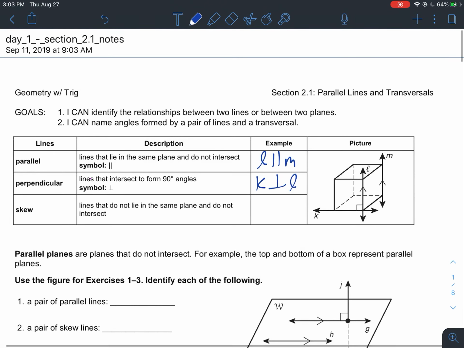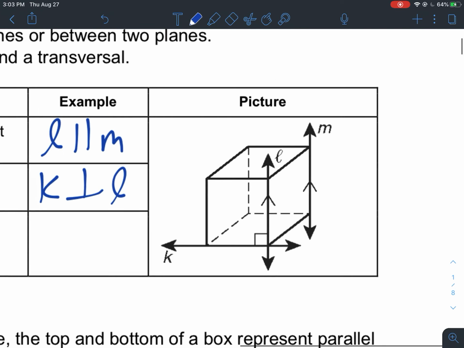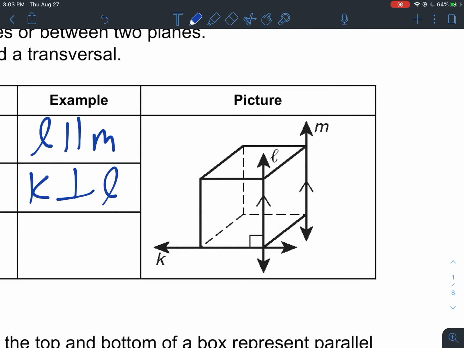And finally, skew. Skew lines are lines that don't intersect, but they also don't lie in the same plane. So these are two lines that will never intersect, but they're not parallel. That would be M and K. And those don't have a symbol, so we just write M, comma, K.